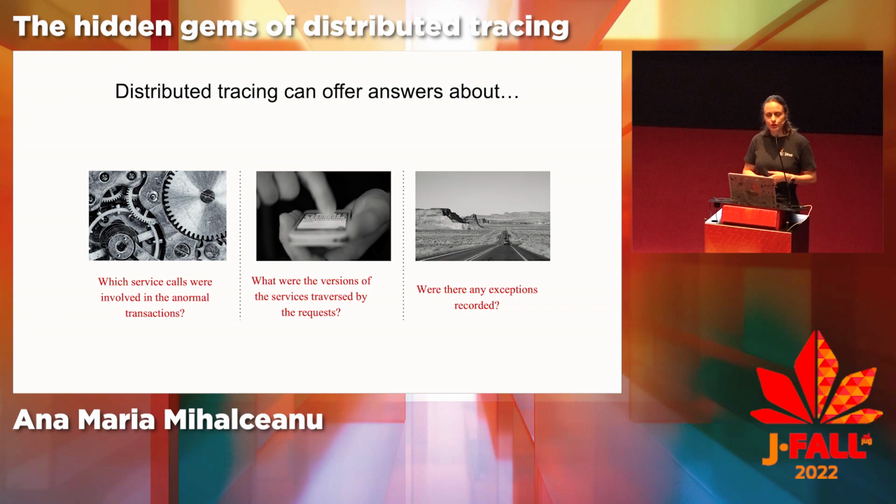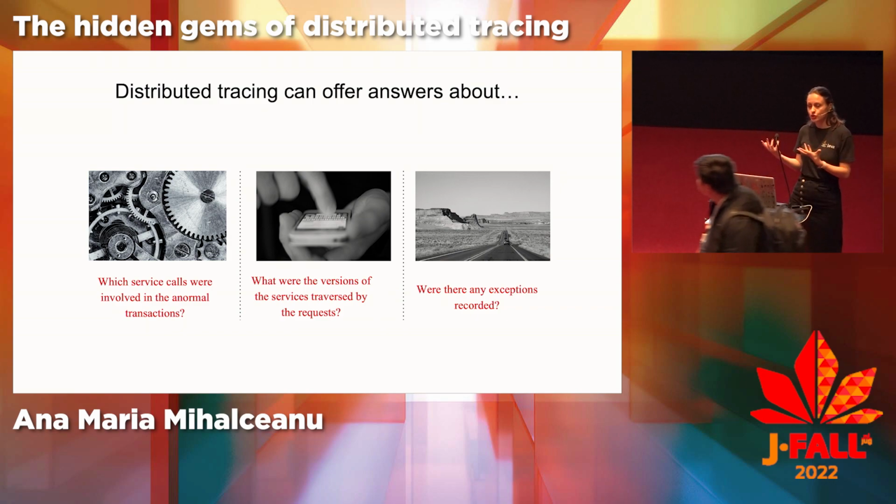Then, what were the versions of those services that were traversed by the requests? Because when the situation occurred, maybe you had some versions in place, but you worked on some more, you did more deployments, and now there are different versions, right? So you just need to trace which combination of those versions of services triggered that abnormal situation.